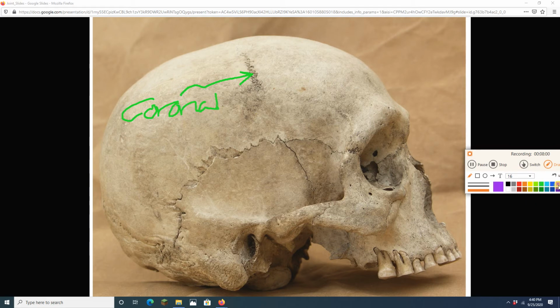And let's name this guy right here. Who's that guy? Yell it out. That is, you got it, the squamous suture. All right. Fantastic.